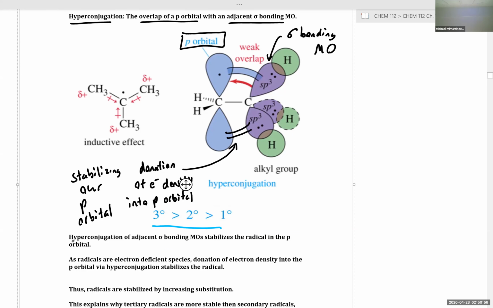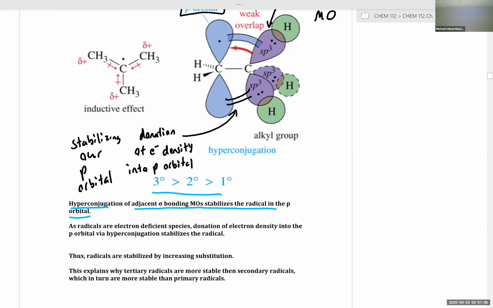So hyperconjugation of adjacent sigma bonding molecular orbitals stabilizes the radical in our p orbital. Radicals are electron deficient species, so donation of electron density into the p orbital via hyperconjugation stabilizes our radical. So this matches our general trend that radicals are stabilized by increasing substitution. That's why tertiary is more stable than secondary, which is more stable than primary, because we have a greater number of adjacent sigma bonding molecular orbitals that can engage in hyperconjugation.